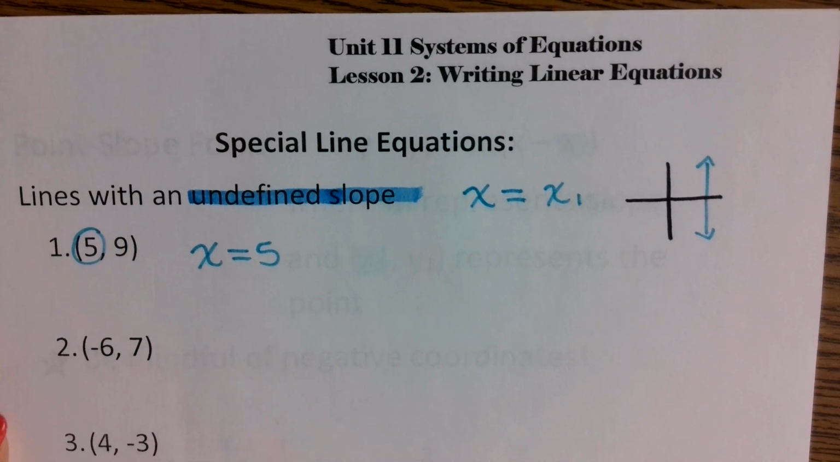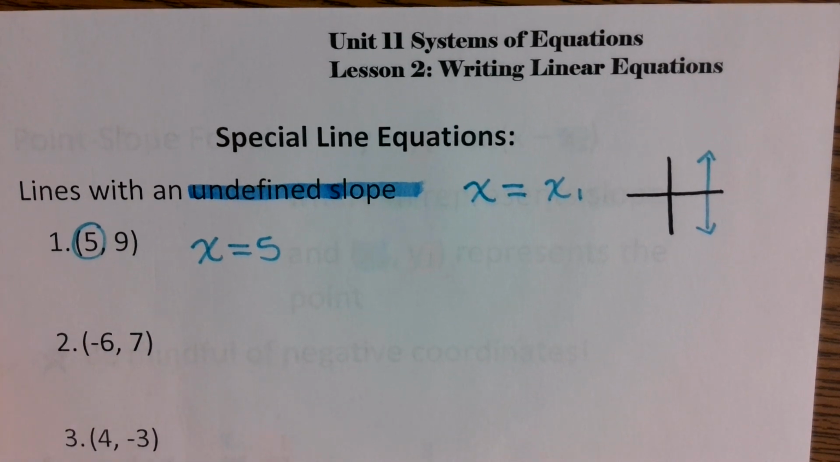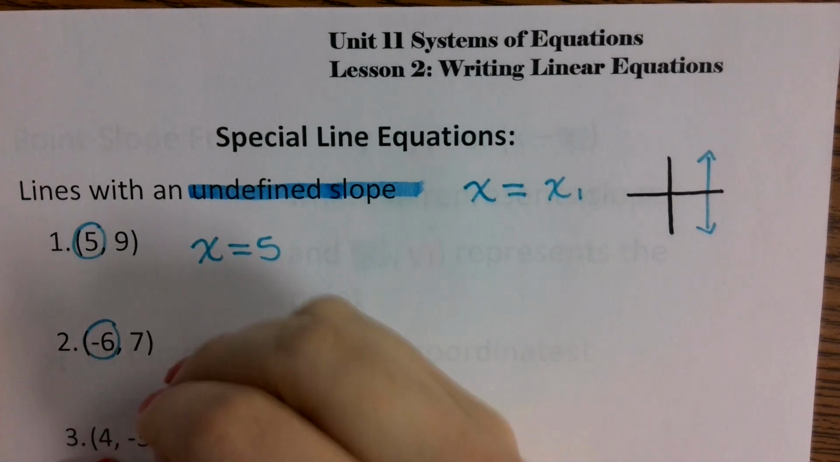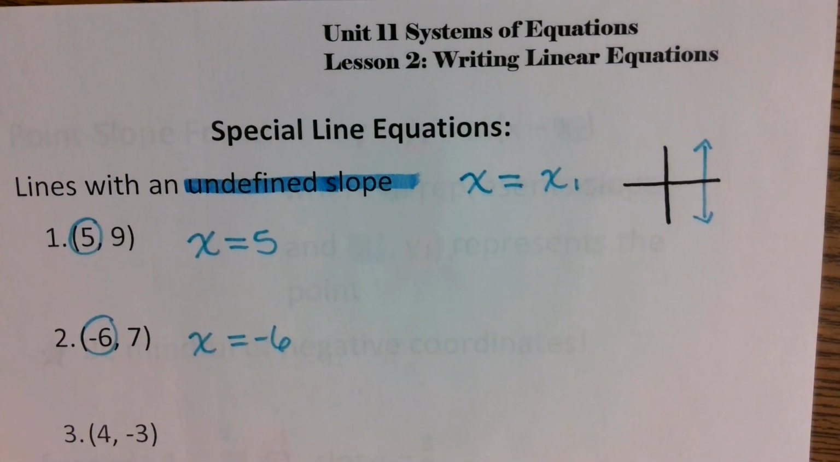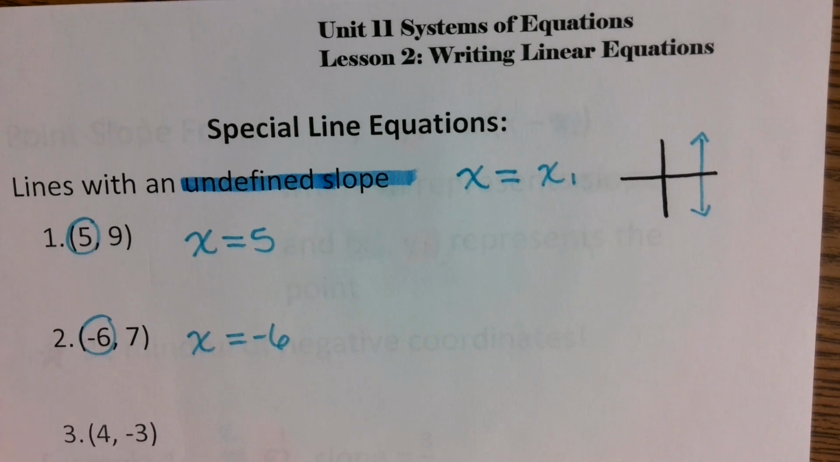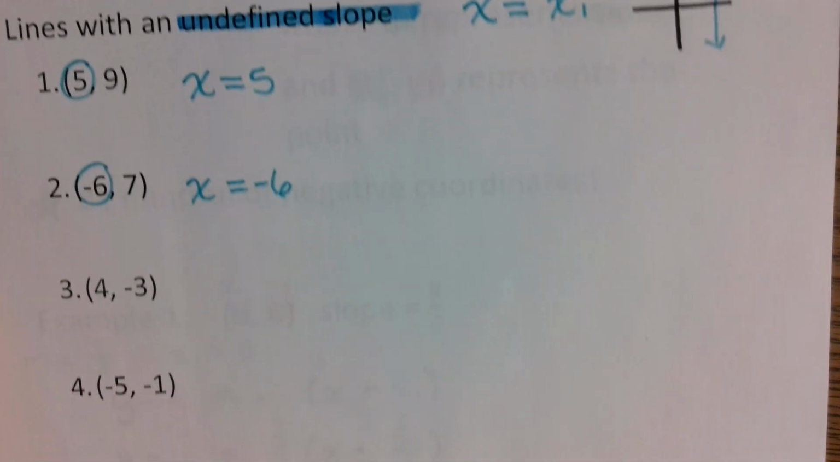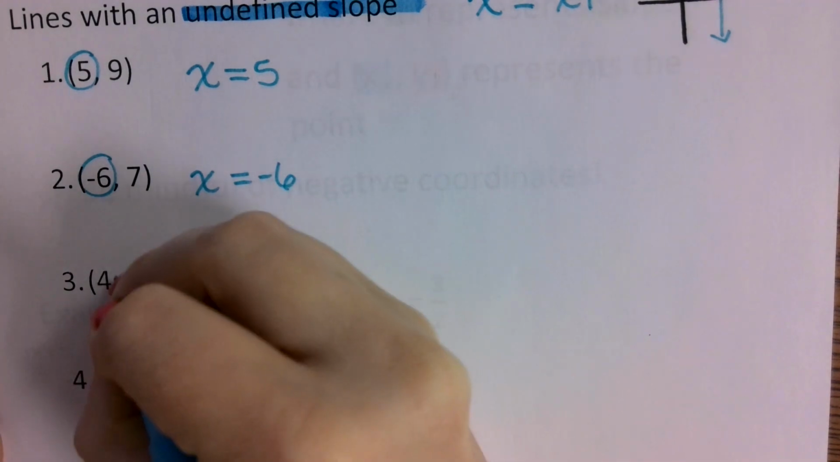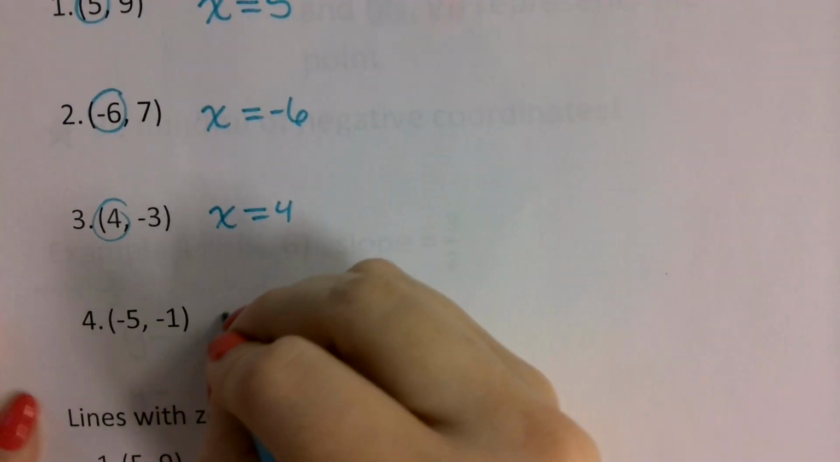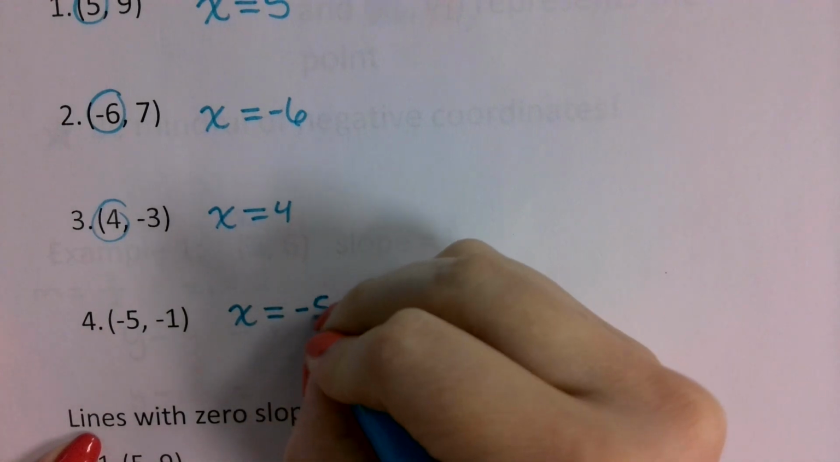What about problem number 2? What will the equation be for number 2? X equals negative 6, because our coordinate is a negative 6. Okay, real quickly, take the next 5 seconds to do number 3 and 4, because it doesn't take that long. All right, as a class whole, number 3, what's the equation? X equals 4. What's for number 4? It's x equals negative 5. Good.